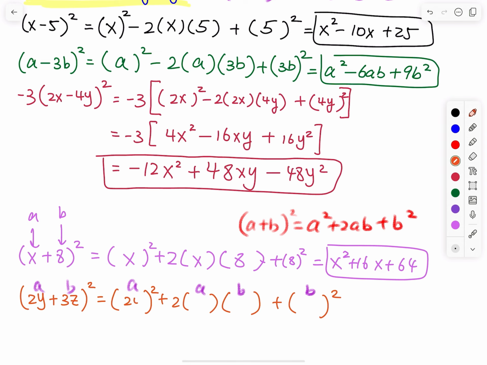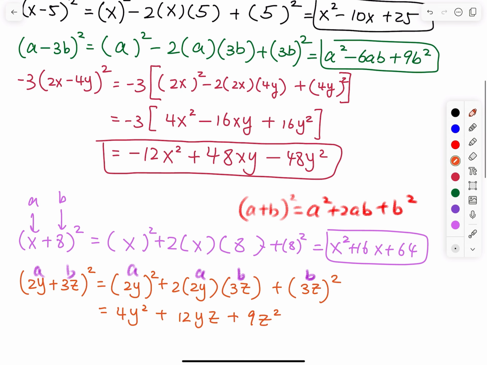You have a 2y, 3z, and then a 3z. Simple. So 4y squared. 2 times 2 is 4. 4 times 3 is 12. 12yz. Square 3, 9. Square z, you have a z square. That's how easy it is.